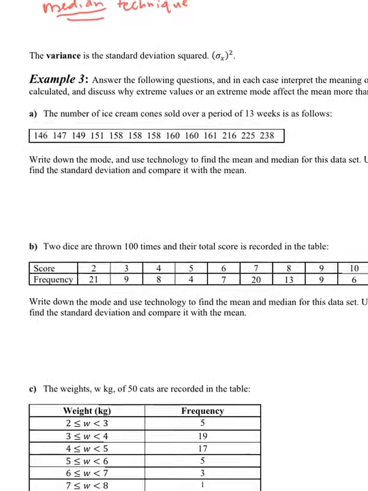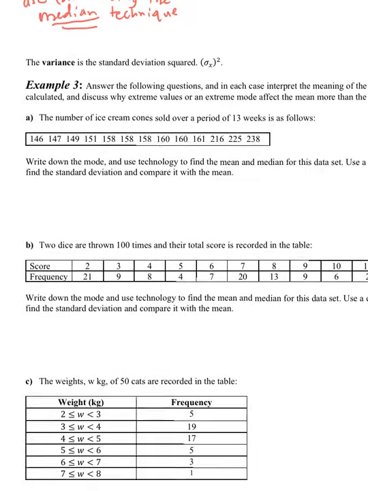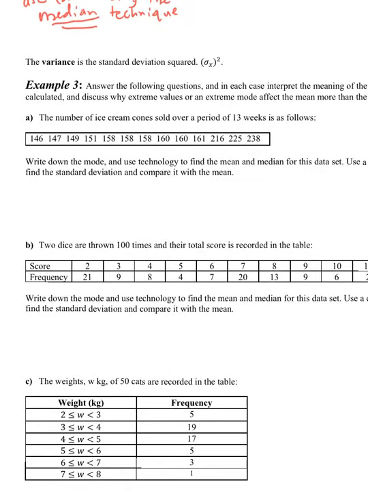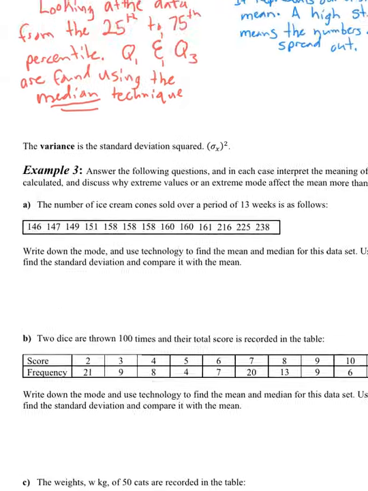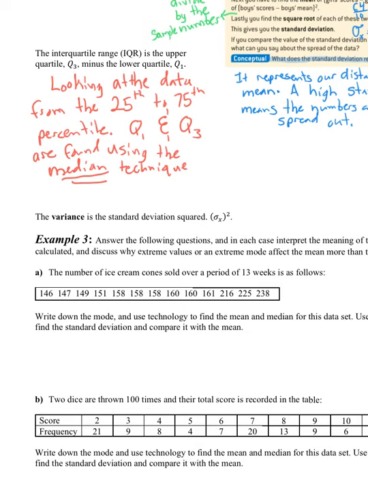On page 2, the first note I have here says the variance is the standard deviation squared. Sorry, I didn't get the ending of that last thing. There you go, that part is wrong. So looking at the data from the 25th to 75th percentile, that's what the interquartile range is. And Q1 and Q3 are found using the median technique.